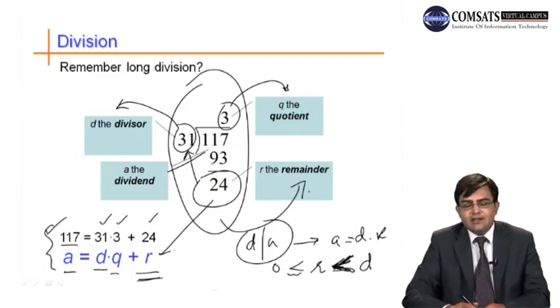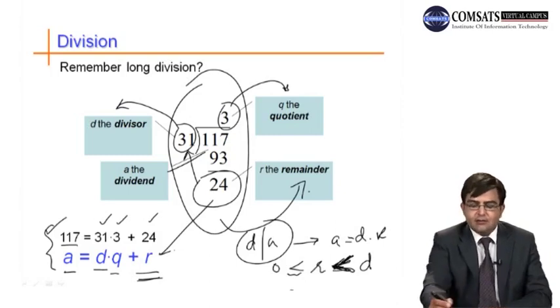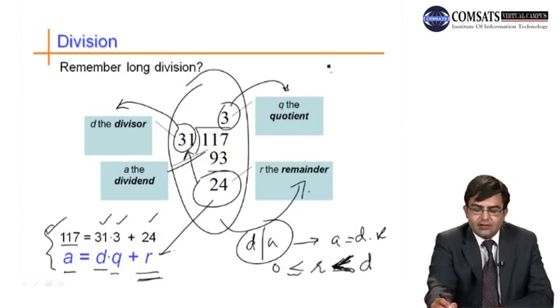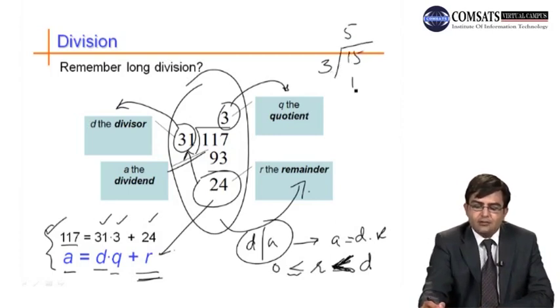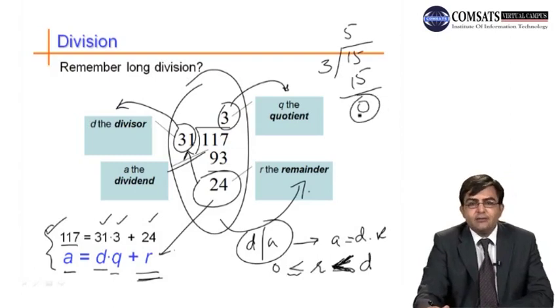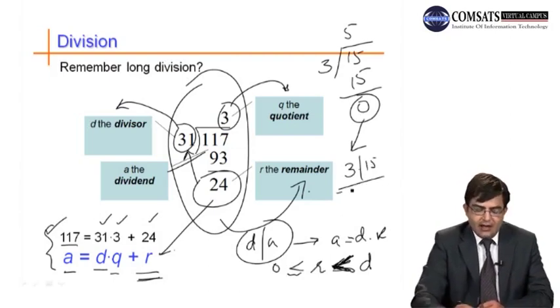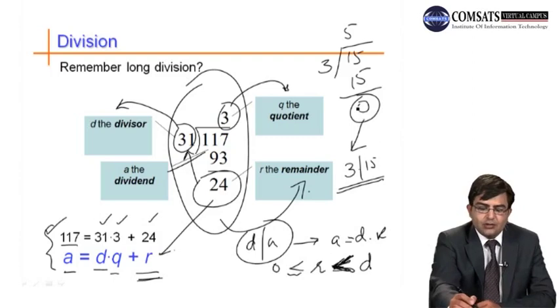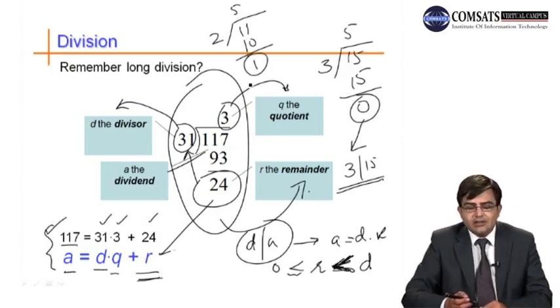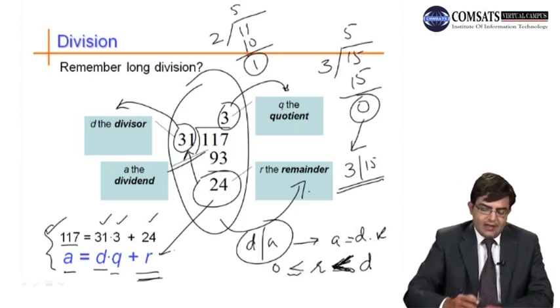If R is 0, then D divides A completely. For example, if 3 divides 15, the remainder is 0. If the remainder is 0, we say that 3 divides 15 completely, and we write it like this. And if 2 divides 11, then 2 fives are 10, and the remainder is 1. In this case, 2 doesn't divide 11 completely, and we write it like this.